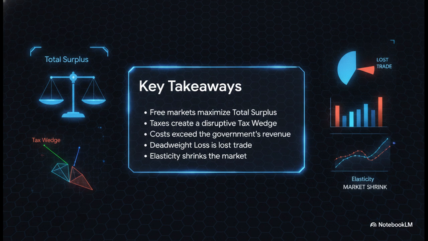Free markets naturally maximize well-being, but when we introduce a tax to fund our society, we inevitably create a wedge. Because of this wedge, the cost borne by citizens always exceeds what the government collects. That excess is deadweight loss, dictated by elasticity and the size of the tax, proving once and for all that higher rates definitely don't always mean higher revenues.